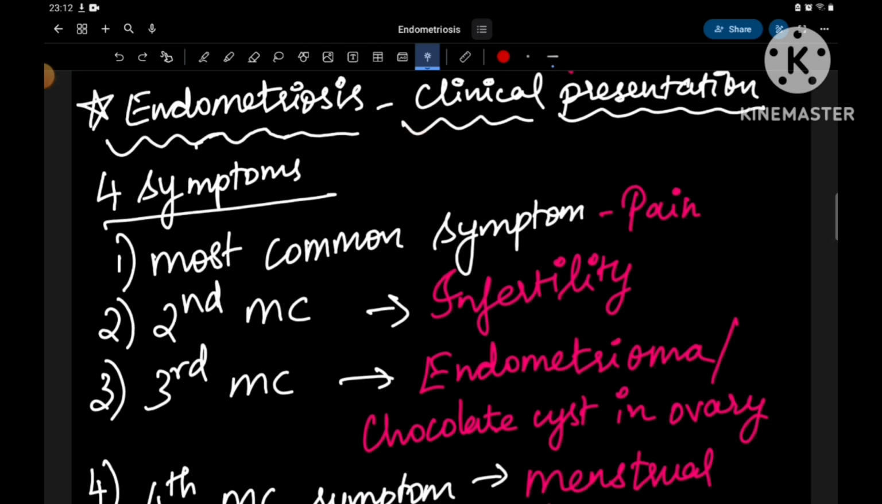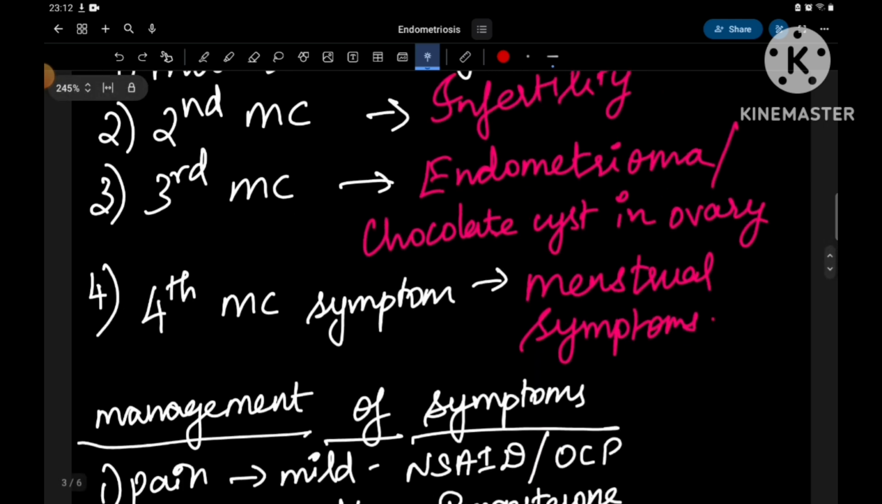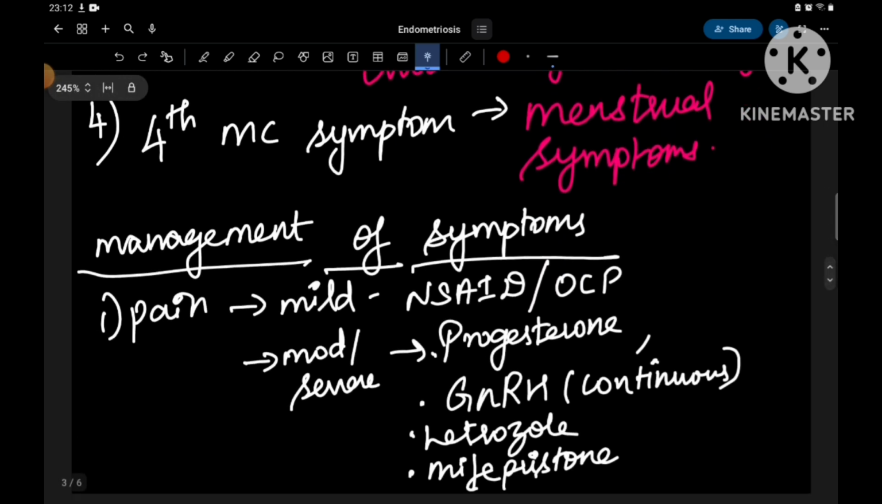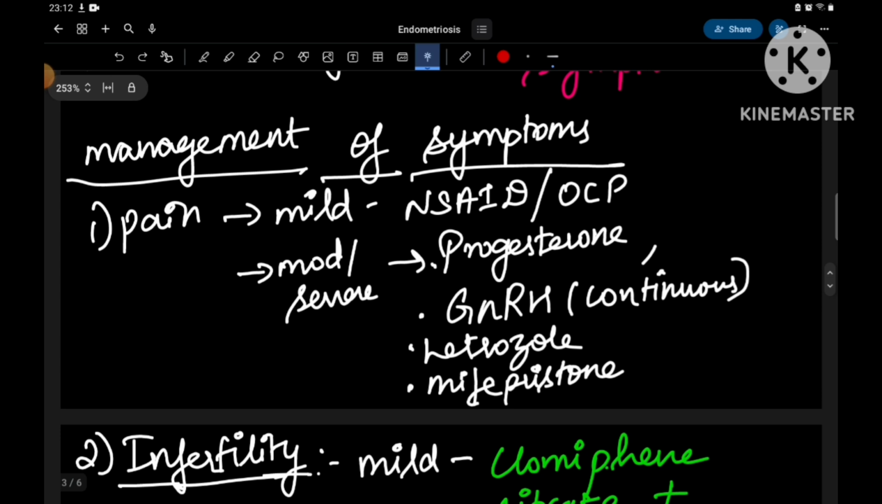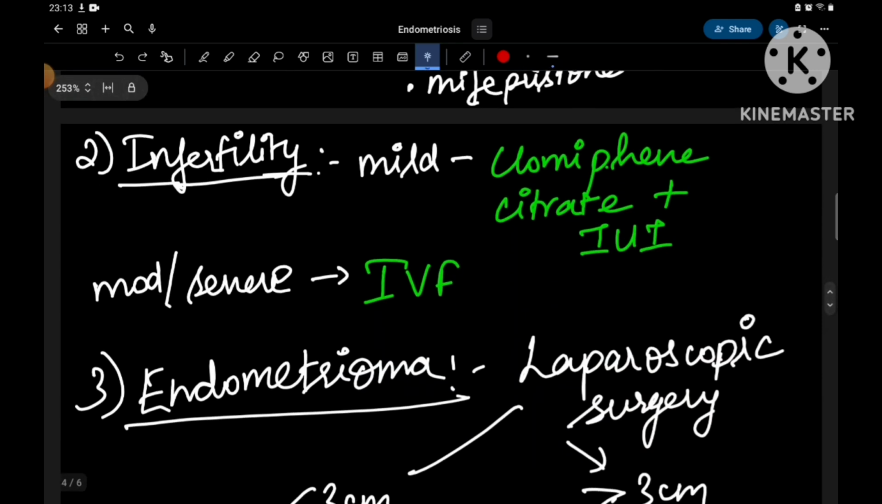So the clinical presentation, which is the most important thing, the most common symptoms are 4. What are they? The most common symptom is pain. Second most common is infertility. Third is endometrioma, chocolate cyst. Fourth is menstrual symptoms. So for pain, what do you give? NSAID, OCP. If it's moderate to severe, we give progesterone, GnRH, continuous letrozole. Continuous GnRH will decrease LH and FSH, whereas pulsatile will increase LH and FSH. Remember that. Next, letrozole, what is letrozole? Aromatase inhibitor, right? Next, mifepristone, RU486.